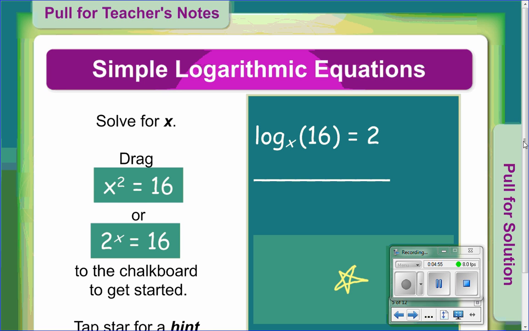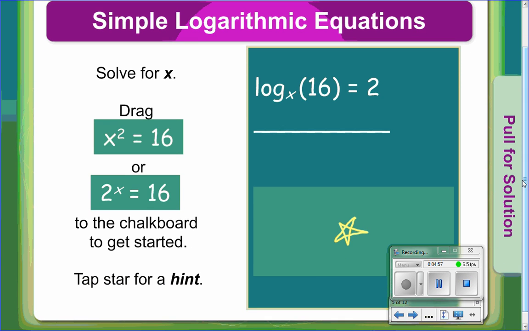Okay, we're going to solve this logarithmic equation. We're going to write it in exponential form first. So we've got our base of x to our power 2 is equal to 16. So x to the power of 2 equals 16. So in our heads we're thinking, what squared is going to give me 16?